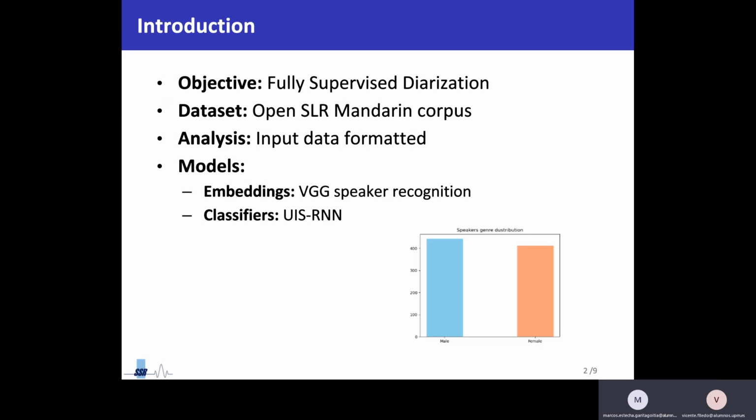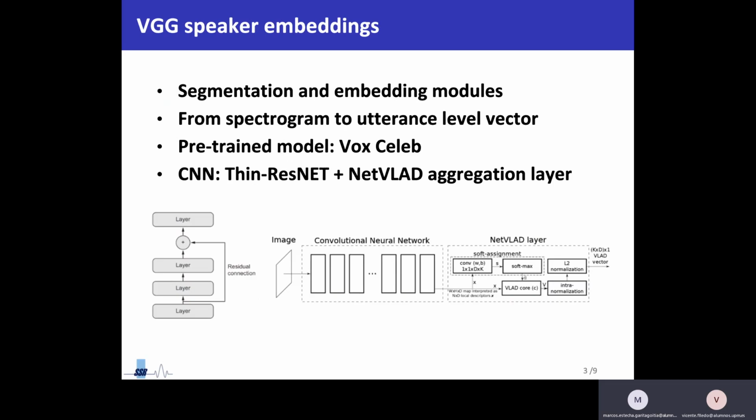Now we're going to discuss in more depth the first of these two models, the VGG speaker recognition. This model is entirely based on previous work in which the premise was to effectively condense the frame-level available information into an utterance-level speaker representation. For that purpose, the proposal combined a convolutional neural network pooling content-independent features with a dictionary-based NetVLAD layer.